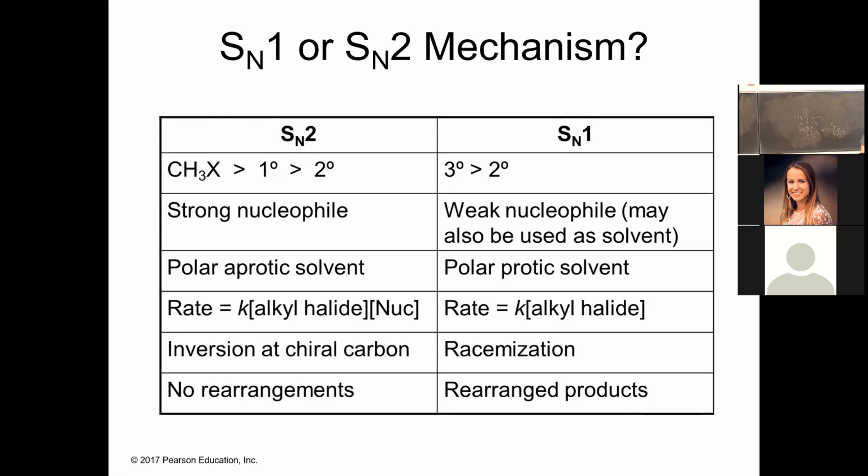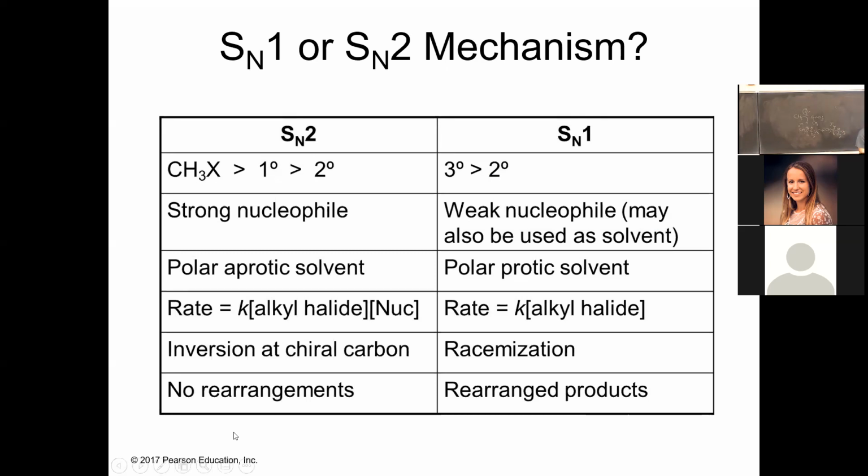SN2 requires a strong nucleophile. Think about how an SN2 works. The nucleophile comes in, hits the back of the carbon and pushes out the leaving group. So the faster and harder that nucleophile hits, the faster the reaction. So it does require a strong nucleophile. With an SN1, you can have a weak nucleophile, because the second step is where the nucleophile forms a bond. That's the fast step, so the rate doesn't depend on that.